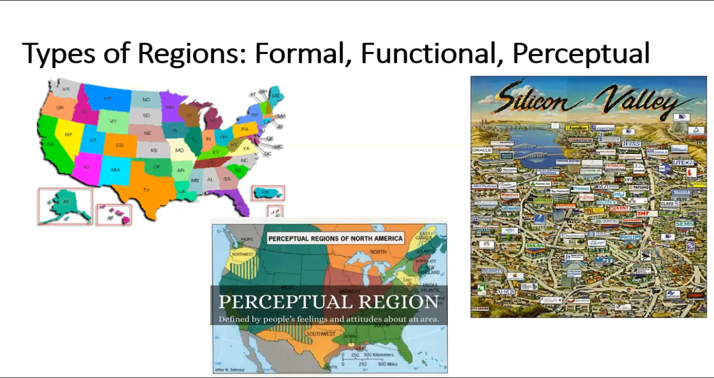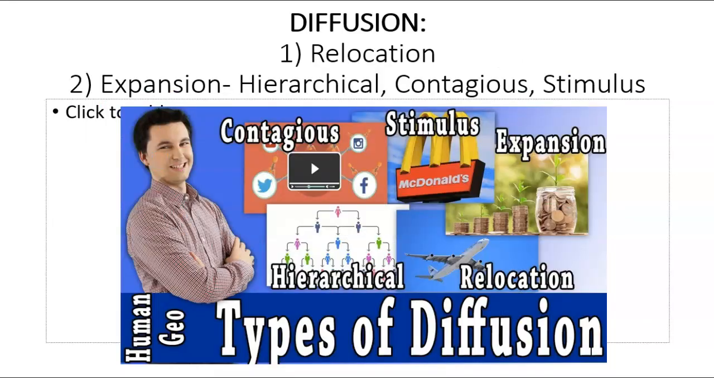Perhaps the political party that happens to be the biggest identifier for individuals that live in the region. These are all things that might contribute to it being perceived as a distinctive region. Also keep in mind that functional might be referred to as a nodal region and perceptual may be referred to as a vernacular region. Next, we have the concept of diffusion, and there are different types of diffusion.